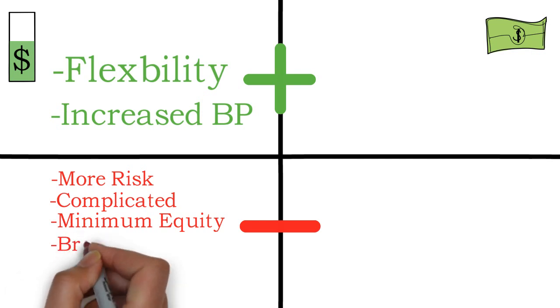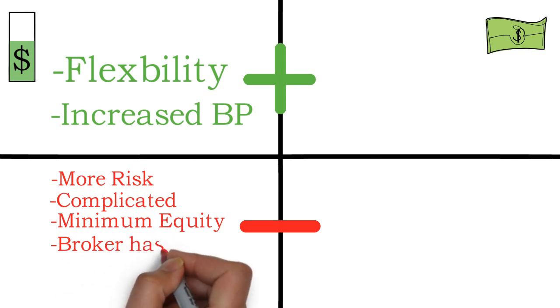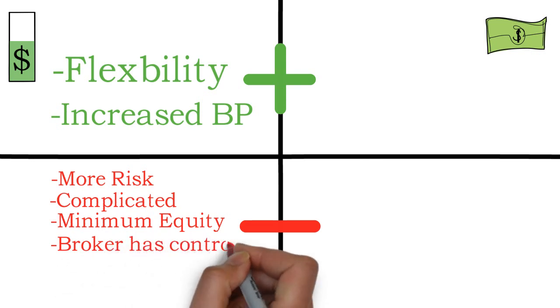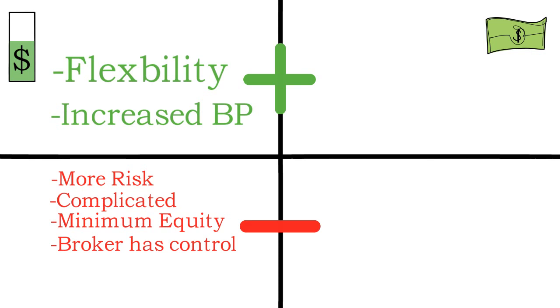Another disadvantage is that your broker has control. If your broker thinks that your position is too risky for them, you will receive a margin call. But even if they give you a few days to answer that margin call, they still have the right to close that position because you're trading with their borrowed money. So usually this doesn't happen very often, but it's still a disadvantage to know that your broker can decide when to close and when not to close your positions.